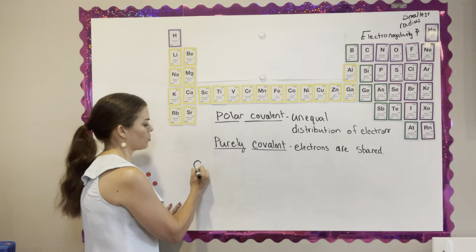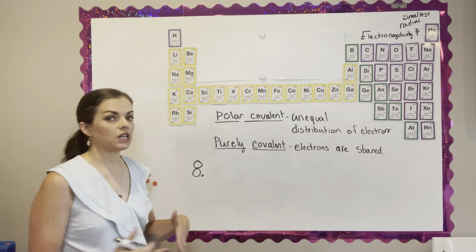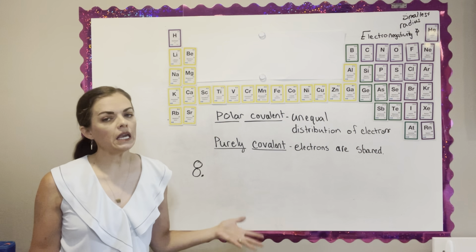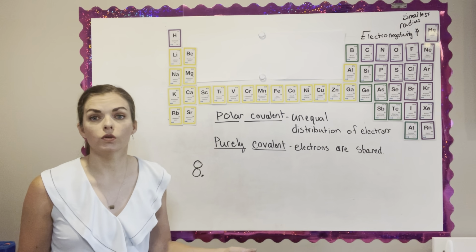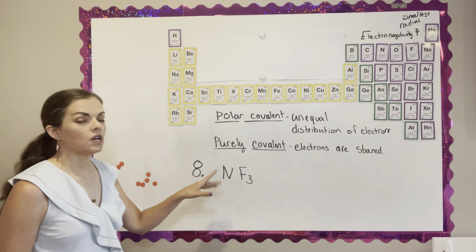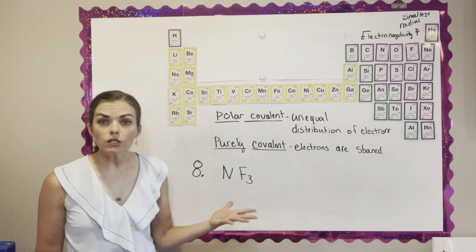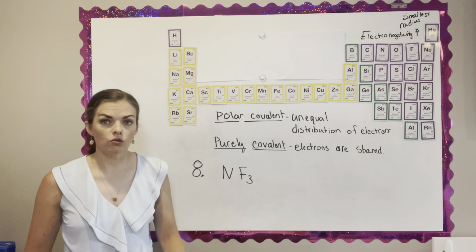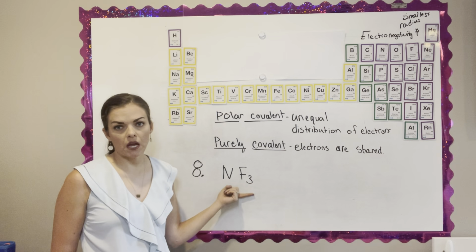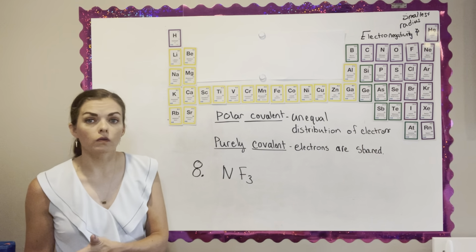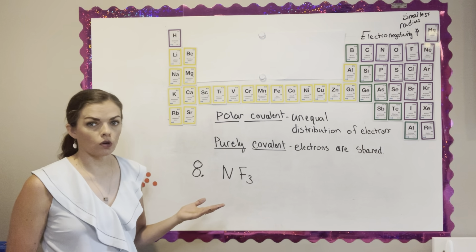So for question number 8, it gives you a compound and it asks you to tell, is it polar or is it purely covalent? We cannot do that unless we first draw the Lewis structure. So the compound they ask us to do this for is, let's check to make sure it is covalent. We have nitrogen and fluorine, both nonmetals, so it is a covalent compound. If I were to name this, I would say nitrogen trifluoride. So let's draw the Lewis structure of it.